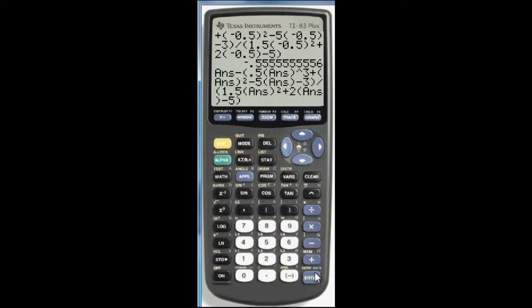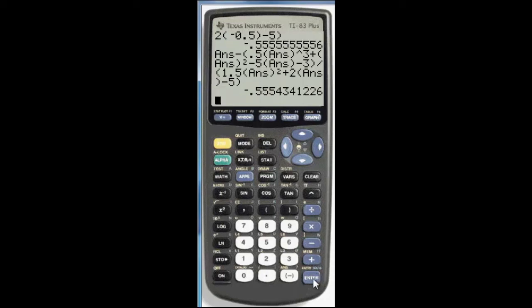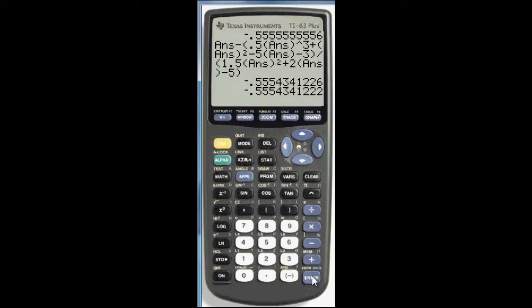Now after all that, hit enter. Now, we don't have to enter in all this again. Since the answer is already in there, every time we hit enter, it's going to be using the answer from the previous iteration. So hit enter again, and we're already to the needed accuracy. If you notice, with this iteration, our approximation of the second zero using this method in our calculator would be negative 0.5554.